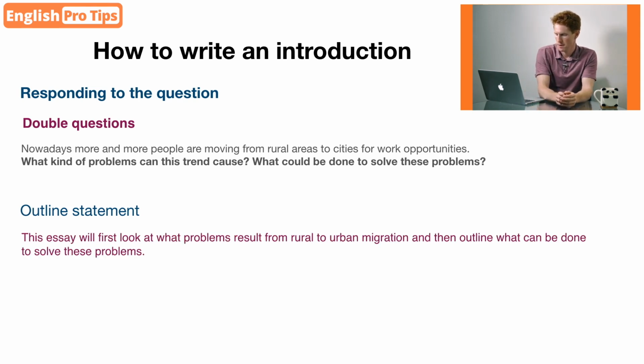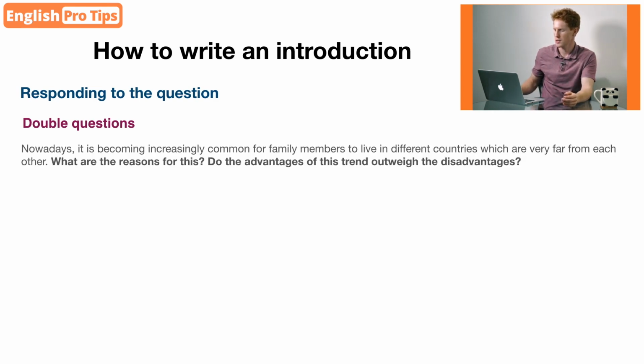Here's an example. This essay will first look at what problems result from rural to urban migration and then outline what can be done to solve these problems. So this is how you would respond to a double question in your introduction. Let's have a look at another example.